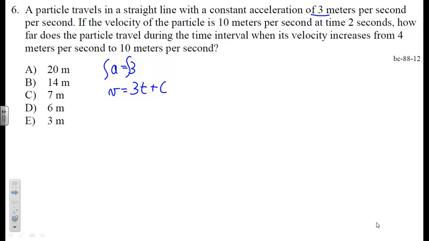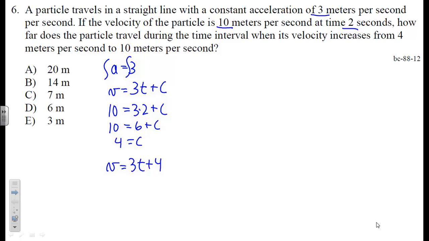Now, if we have some sort of initial velocity, we can find out what that constant is. And here it is right here: the velocity of the particle is 10 meters per second at time 2. So velocity is 10 when time is equal to 2. So 10 is equal to 6 plus c, or 4 is equal to c. So now we have a velocity equation. Velocity is equal to 3t plus 4.